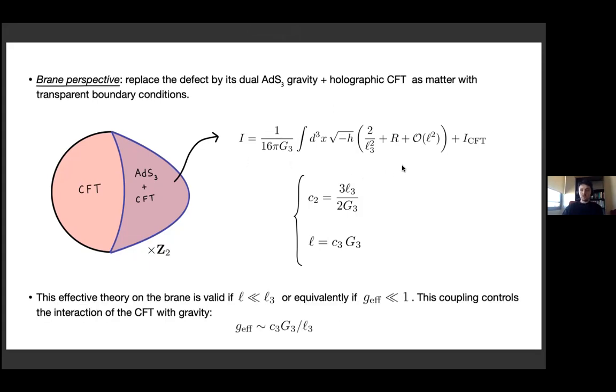So this effective field theory will be a valid description whenever this renormalized Planck scale is much smaller than the AdS scale. And this equivalently imposes that the effective coupling that I was talking about, the ratio between the three-dimensional central charge and the two-dimensional central charge, is much smaller than 1. Also, this effective coupling controls the interaction of the CFT with gravity. The semi-classical backreaction of the CFT state is controlled precisely by the effective coupling. So it's proportional to the three-dimensional central charge and to the Newton constant.